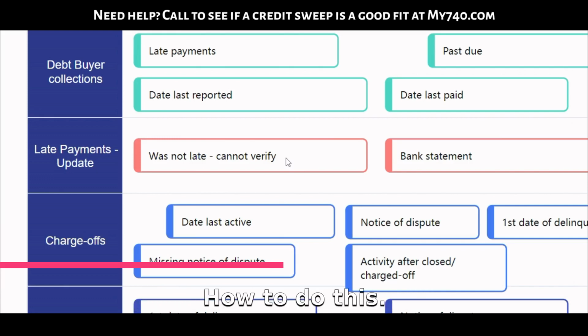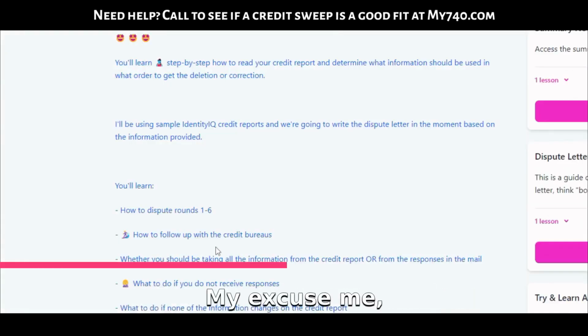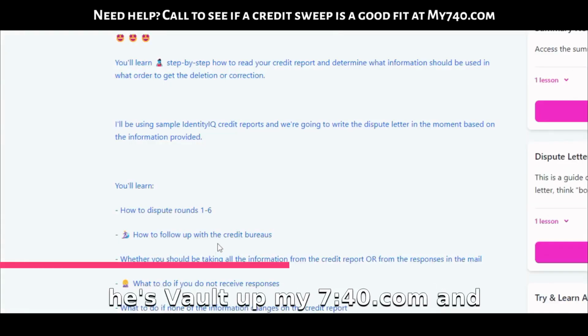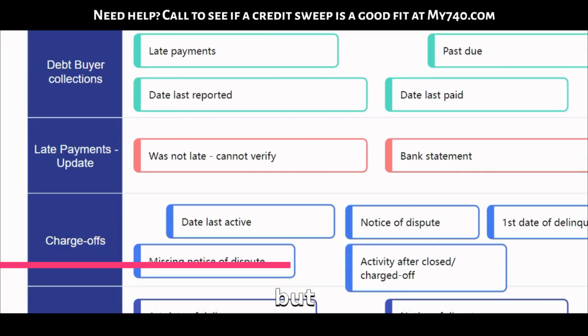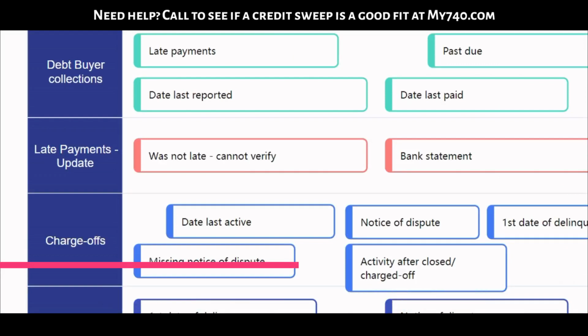And if you don't know how to do this, I would recommend not doing it until you head over to vault.my740.com and learn how to do this the correct way. But you can remove a 30-day late payment, a 60-day late payment, and sometimes even 90 days, but you cannot remove 120, 150, or 180 or charge off. Obviously, that cannot be fixed. The account has to be deleted.